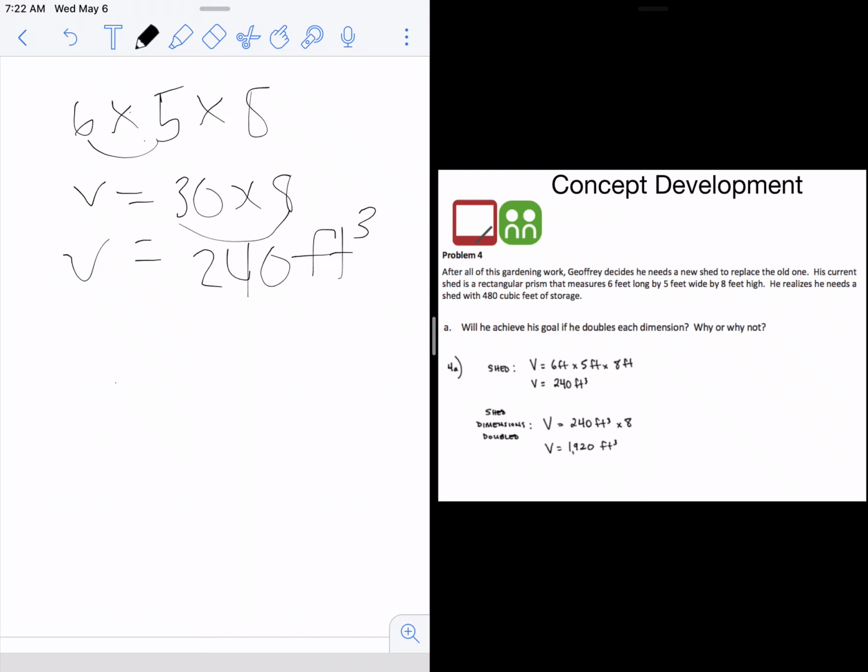It says he realizes he needs a shed with 480 cubic feet. Will he achieve his goal if he doubles each dimension? So 240 doubled, times 2, gives you 480. So he's saying, well, you know what? If I just double each dimension, I should have at least 480 cubic feet of storage.